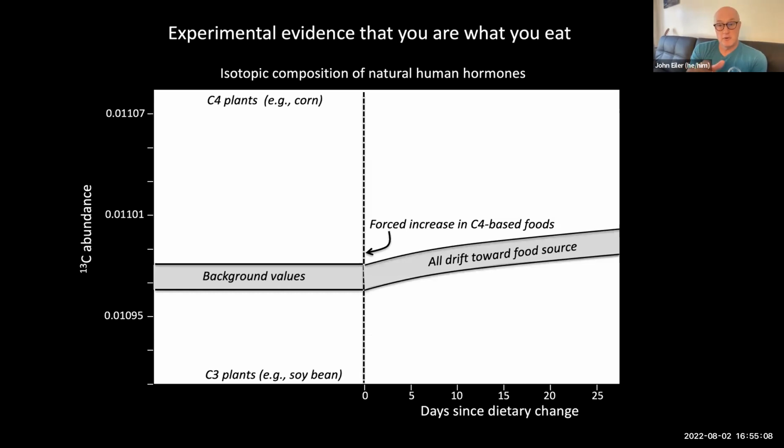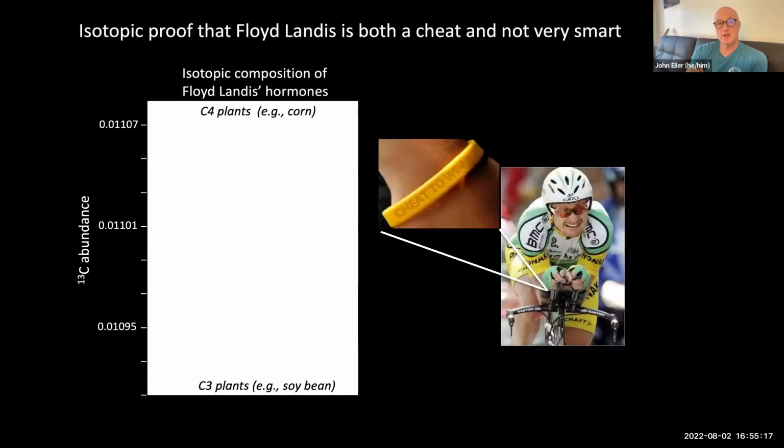And then after doing this, the person's hormones in their bloodstream drifted towards this new food source. And that shows that the hormones in your blood are just following the "you are what you eat" rule. How do you use this? Here's an example. This is a guy named Floyd Landis who won the Tour de France, which just finished a week and a half ago or something like that. So I thought it was a nice example.